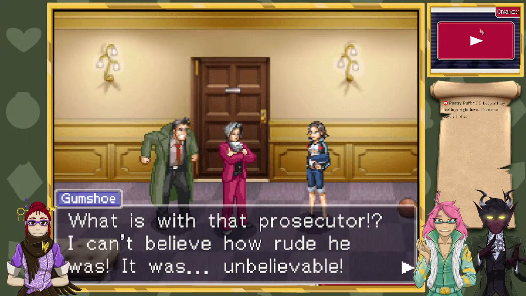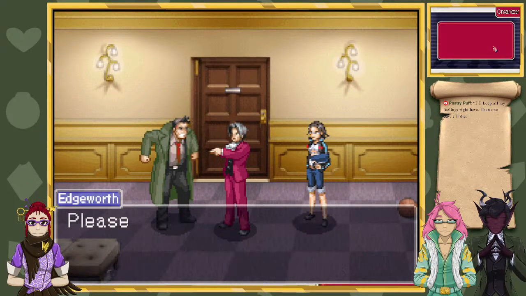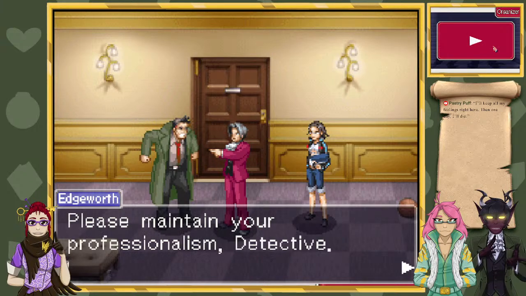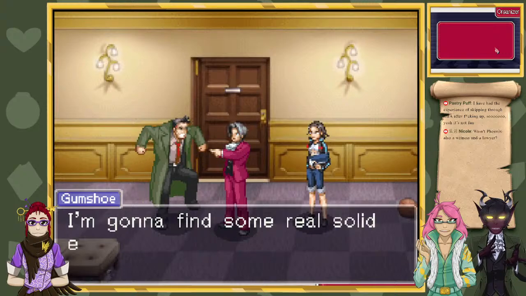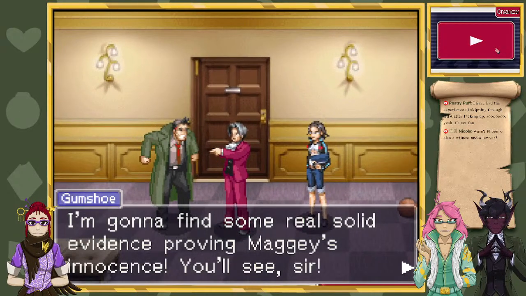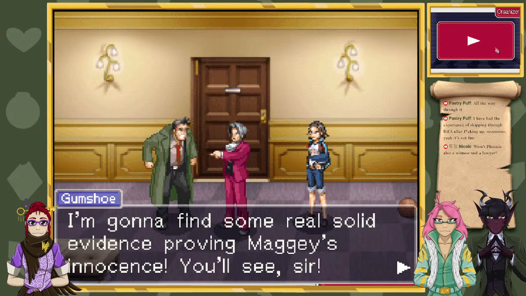Yeah, like just imagine. What is with that prosecutor? I can't believe how rude he was. It was unbelievable. Please maintain your professionalism, detective. Waggle, waggle, waggle, waggle. I love it. It's so cute and tiny. Please be, detective, please be Professor Wiggle, wiggle, wiggle. Okay, stop. I'm gonna find some real solid evidence proving Maggie's innocence. Oh my god. You'll see, sir.